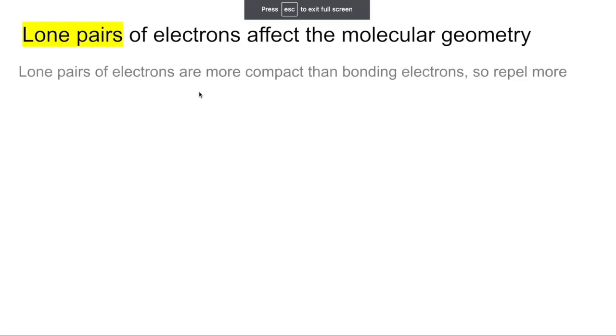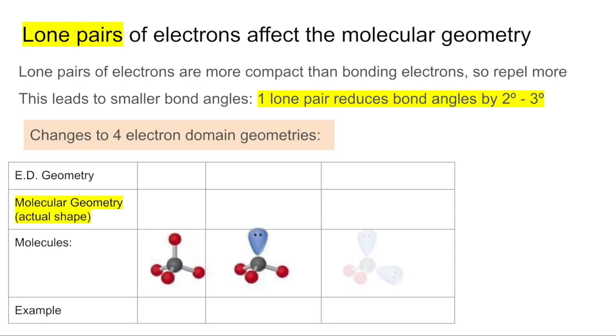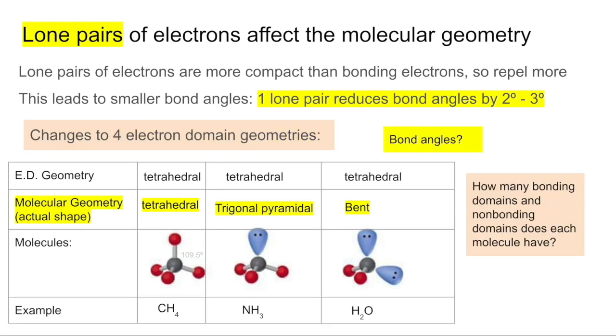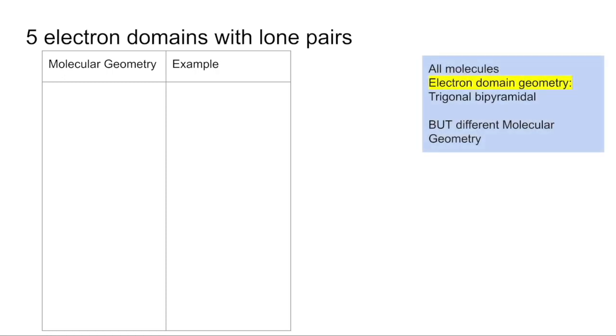Right, so we've gone through this slide already. Just to remind you that one lone pair reduces the bond angles by 2 to 3 degrees for every lone pair that's present. Let's look at 5 electron domains with lone pairs of electrons.